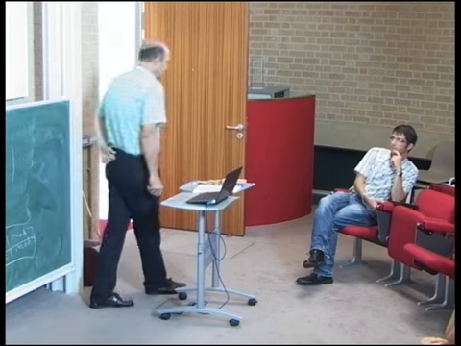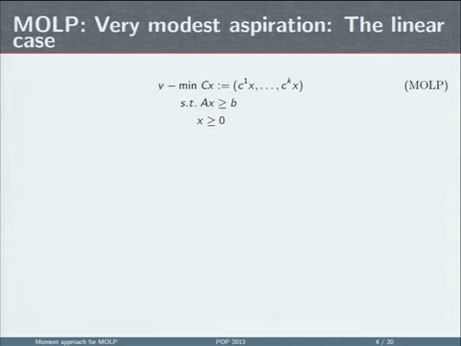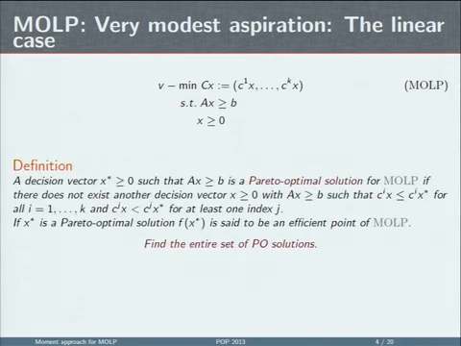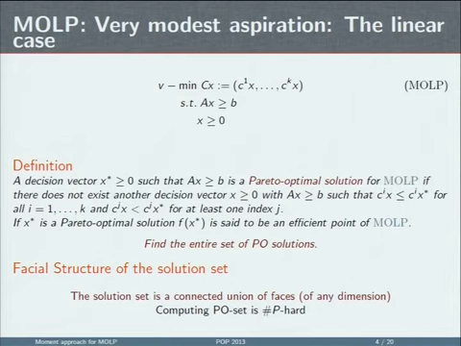Well, today I like to be modest, and instead of considering the general function and general compact set, I will simply concentrate on the simplest case, which is linear function over polytopes. So this will be the framework, and the definitions are the same, and what I like to characterize is the entire set of Pareto-optimal points. The geometrical structure of this set has been known for a long time: it has a facial structure, and the entire set of Pareto-optimal solutions is always a finite union of faces of the polytope.